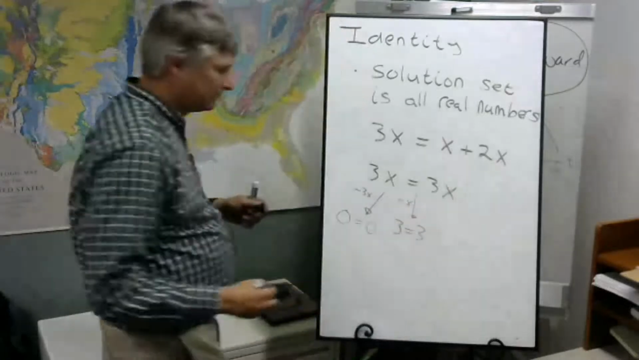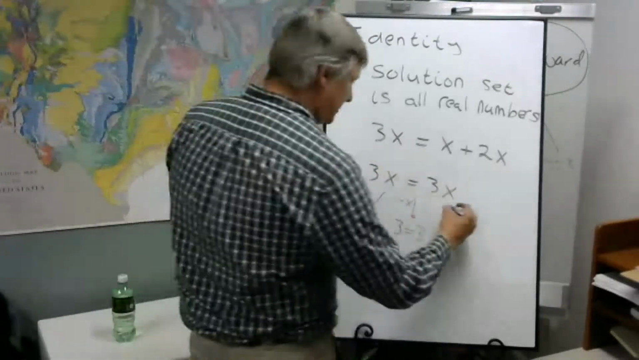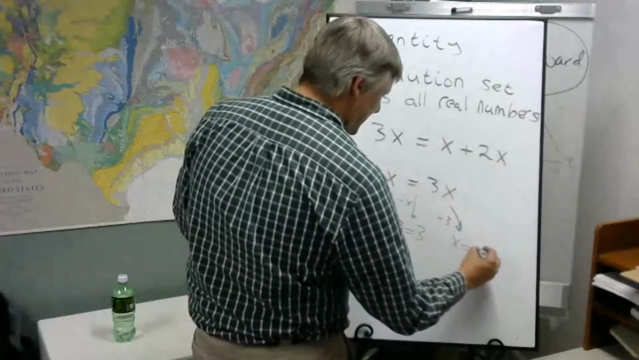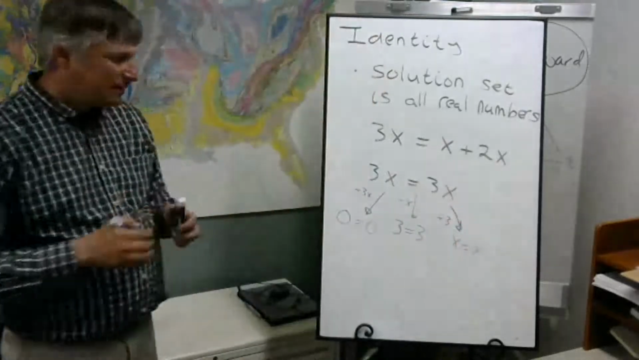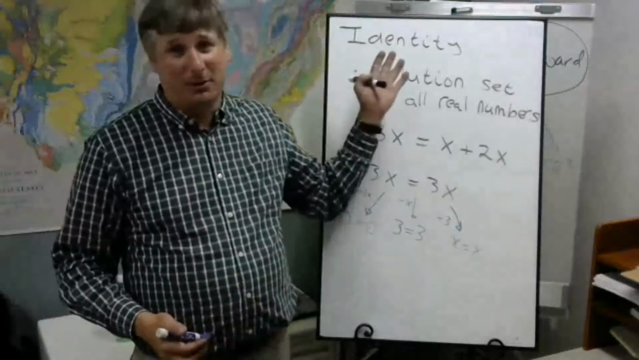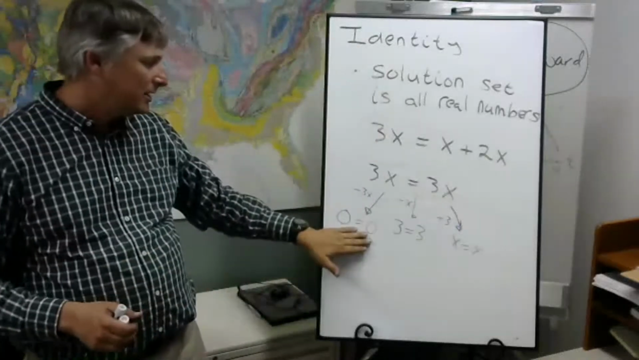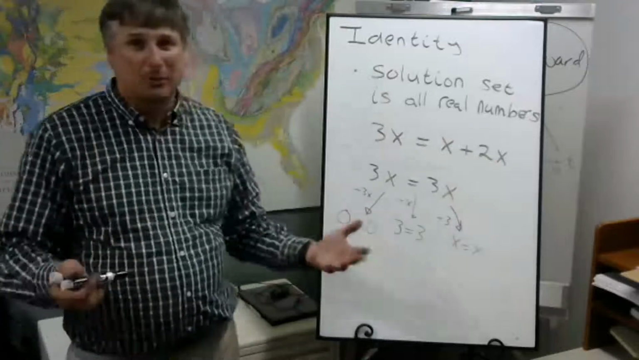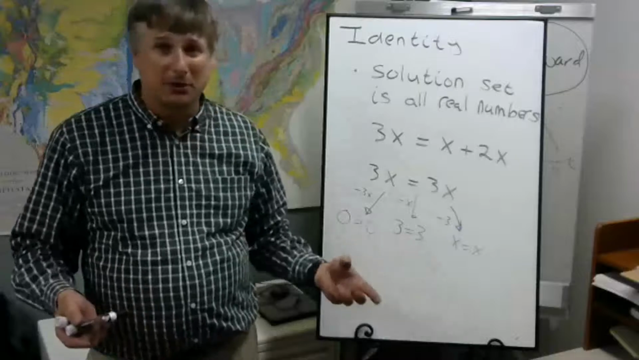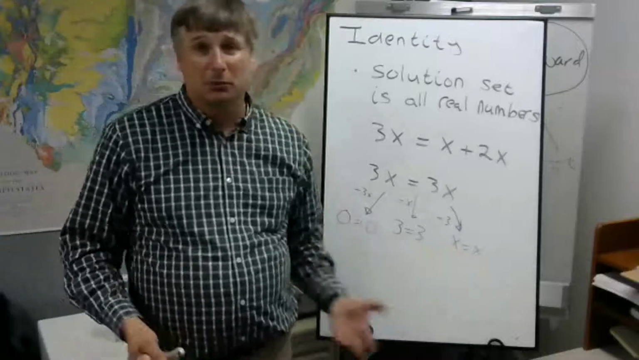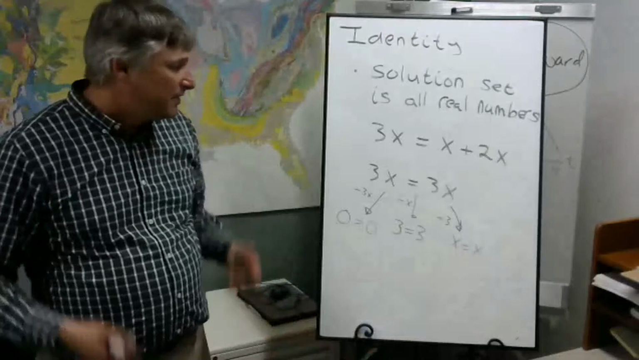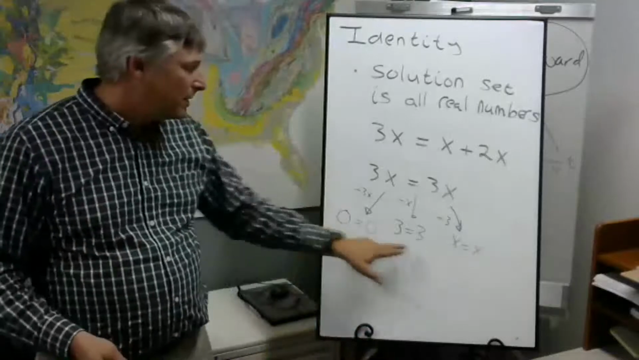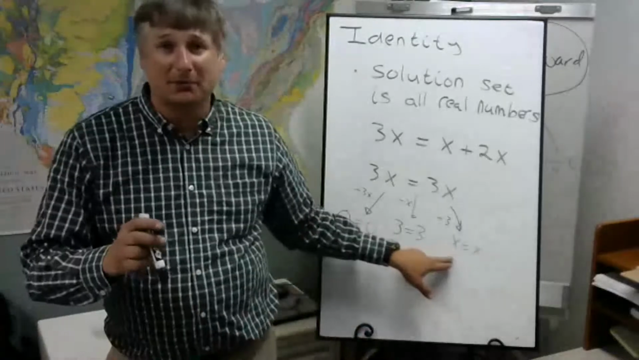3 is equal to 3. Or if we divide both sides by 3, we'll get x equals x. The point is, when you have an identity equation, you're going to get a simplified result that's invincibly true. 0 is equal to 0. 3 is equal to 3. x will always be equal to itself. So this is how we know we have an identity equation. It's invincibly true no matter what choice we make for x.